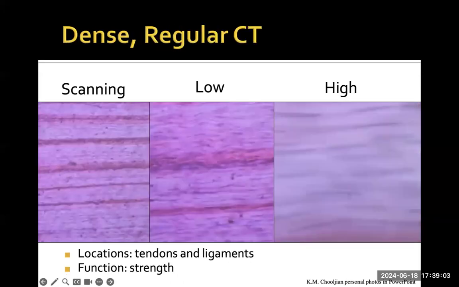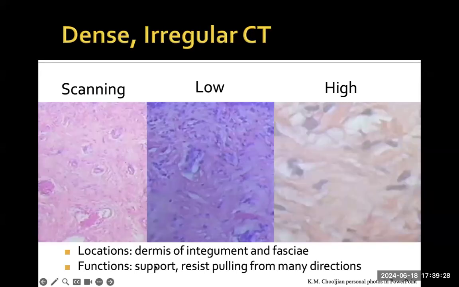Next, we have dense regular connective tissue. This is going to be very wave-like, but the waves are very calm. And because it's dense, there's no white space. They're very closely packed together cells. Location here is going to be found in tendons or ligaments. So tendons are going to connect muscle to bone, and ligaments are going to connect bone to bone. And the function here would be to increase its strength.